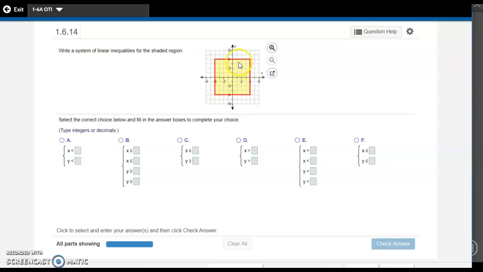So this would be y is less than 4. This line here would be y is greater than negative 4. Both equal to because they're solid lines.